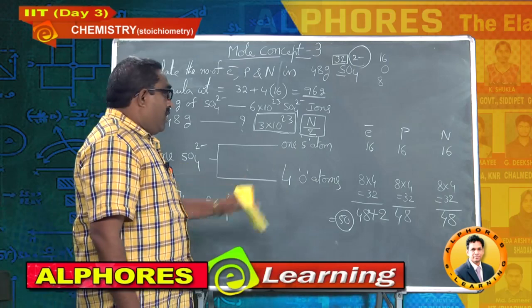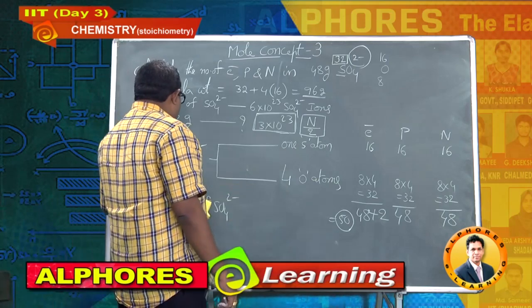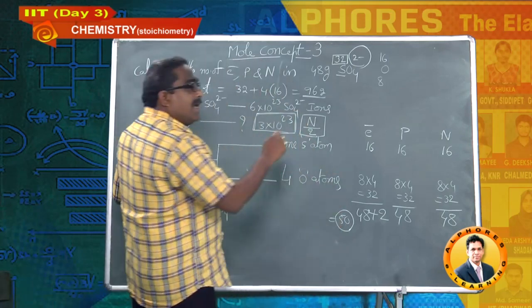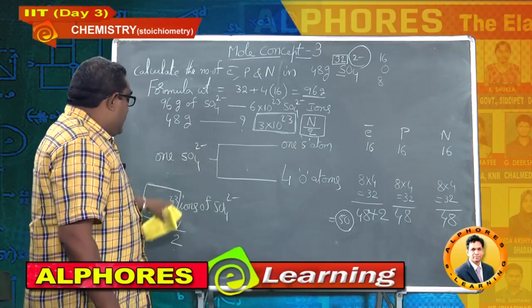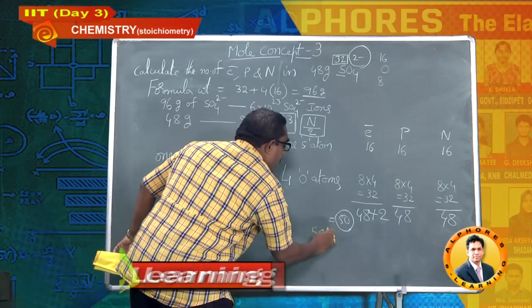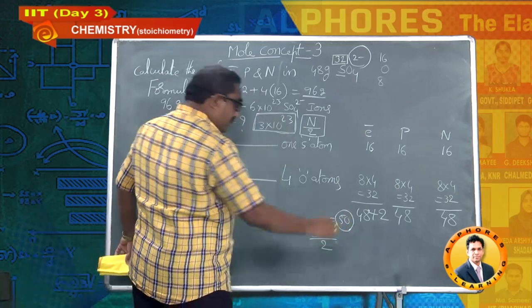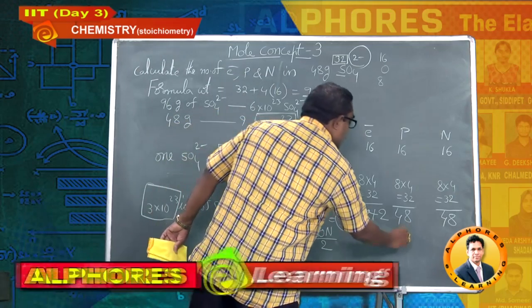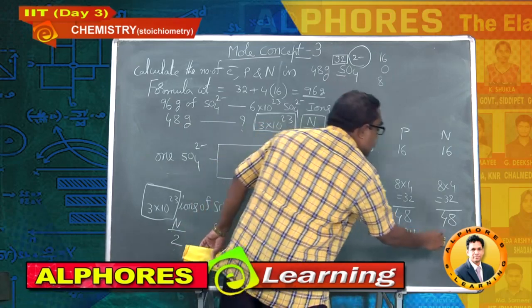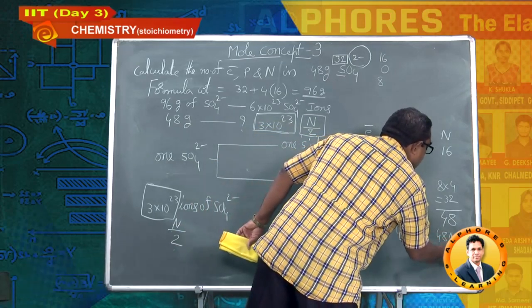Then how you have to calculate. For one sulfate ion, 50 electrons are there. Such n by 2 sulfate ions, you should multiply 50 by n by 2. And here also you should multiply 48 by n by 2. Here you should multiply 48 by n by 2.